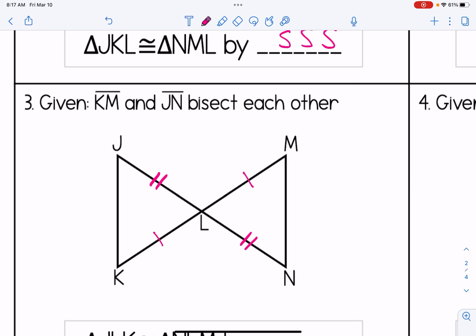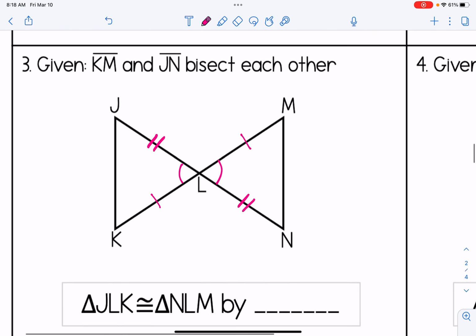I don't have reflexive property here, but I do have vertical angles. If the lines are bisecting, that means they're intersecting, and intersecting lines form vertical angles. Now I have my 3 markings per triangle, and this is a depiction of side, angle, side. Again, I know side, angle, side because 2 sides are marked off in a triangle and the angle between them.